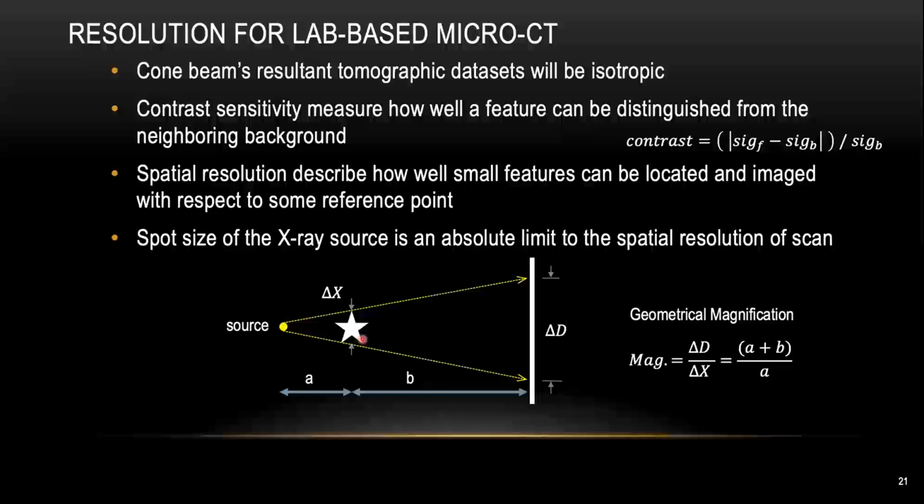So the better resolution you want to achieve, the shorter the distance A needs to be, which means you need to move your sample very, very close to the X-ray source. That's pretty much limited by your sample size. If your sample is gigantic, you just can't move your sample very close to the X-ray source. So the major limitation for the resolution you will be able to achieve is your sample size.